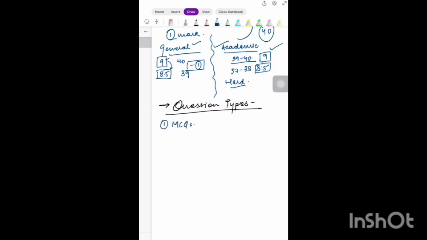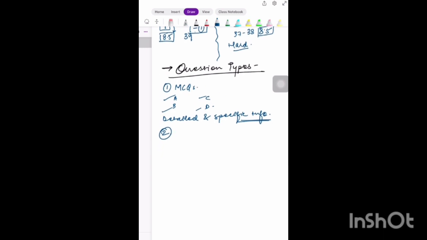This question requires you to pick the correct answer from the given choices. You'll be given multiple choices A, B, C, D, and you'll be asked to choose one of them. This type of question tests your ability to understand detailed and specific information, how well you are understanding the specifics. The next question type is list selection.